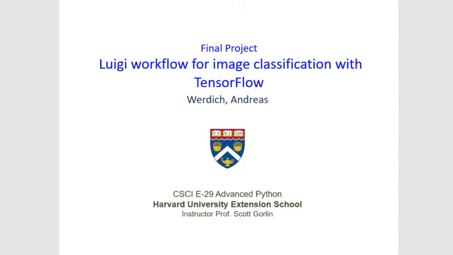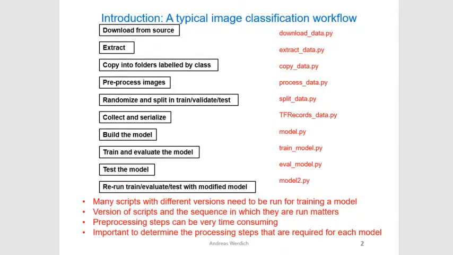Hello everyone, my name is Andreas Werdig and I'm presenting my final project, which is a Luigi workflow for image classification with TensorFlow. A typical image classification workflow is shown here, and it consists of many scripts that are available usually in different versions and need to be run for pre-processing the data and training a model. The versions of the scripts and the sequence in which they are called really matters, and sometimes pre-processing can be very time-consuming. Luigi can help here to determine which of the pre-processing steps are required for a particular model.